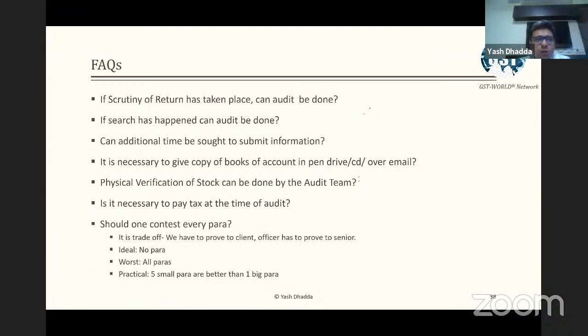2-3 questions in terms of audit which generally come up is, if a scrutiny of return has already taken place, can audit be done? Like for example, मुझे एक tax period का ASMT 10 notice आया हुआ है, तो क्या मुझे audit का notice आ सकता है? The answer is yes. But जो issue आपकी scrutiny के अंदर cover हो चुका है, you can always request the officer, you can always tell the audit team not to take up that issue because that issue has already been taken up in some other proceeding. And the officer is duty bound to not take that issue up.